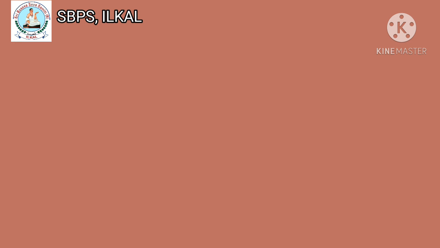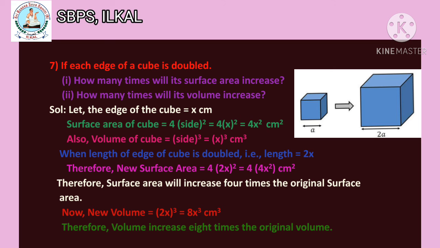7th question. If each edge of a cube is doubled, how many times will its surface area increase? And how many times will its volume increase? Solution. Let the edge of the cube is equal to x centimeter. Then surface area of cube will be equal to 4 into side square, which is equal to 4 into x square, which is nothing but 4x square centimeter. Also, volume of cube is equal to side cube, which is nothing but x cube.